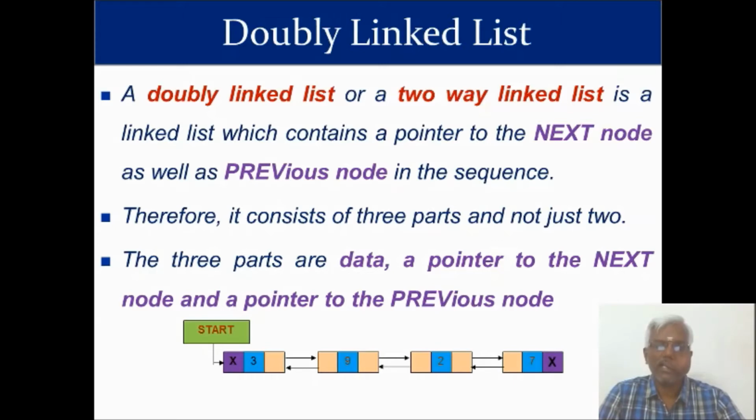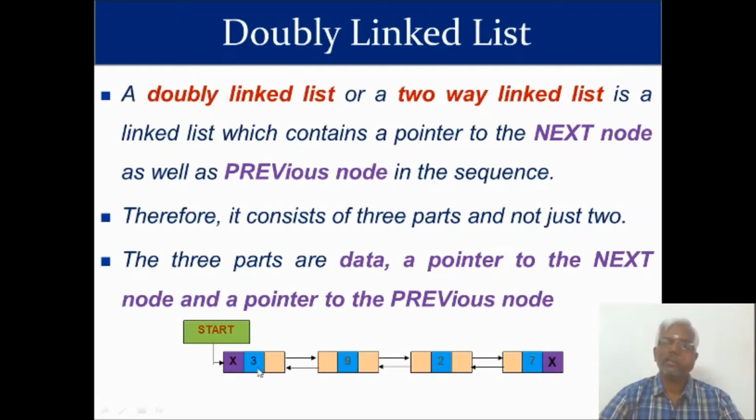That is, there is a pointer which points to the next as well as a pointer which points to the previous. Three parts: data, pointer to the next node, pointer to the previous node. So, if you see this diagram, you can clearly understand. As usual, start is a special pointer which points to the first node. This doubly linked list consists of 4 nodes. One is 3, second one is 9, third one is 2 and fourth one is 7.